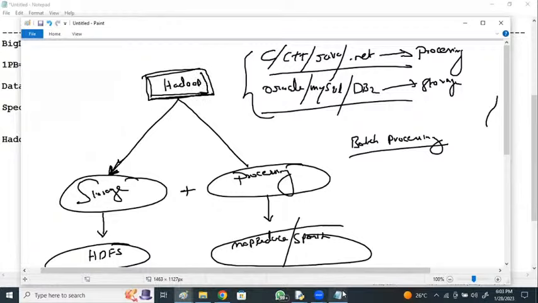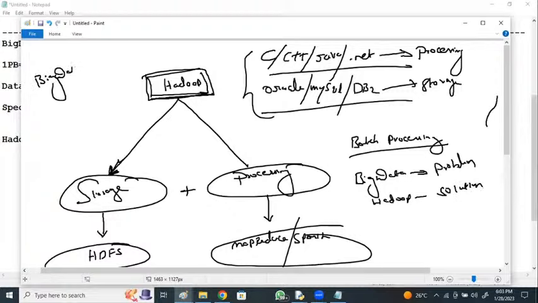Now, coming to this, understood? What is big data, Hadoop? If I take big data as a problem, huge data generation, then I can say Hadoop has the solution for it. Or if you talk about big data as a concept, Hadoop has the solution for it.